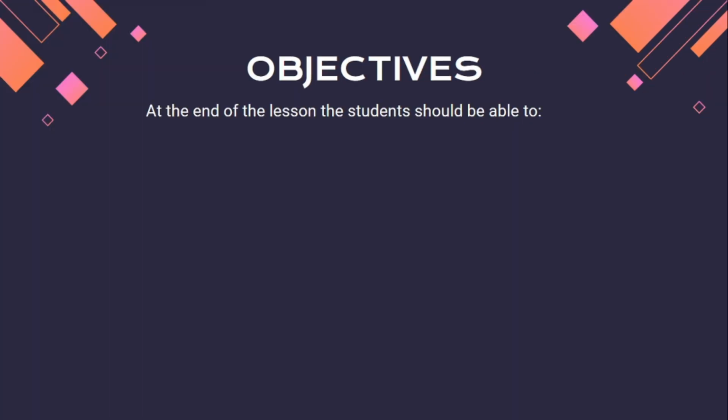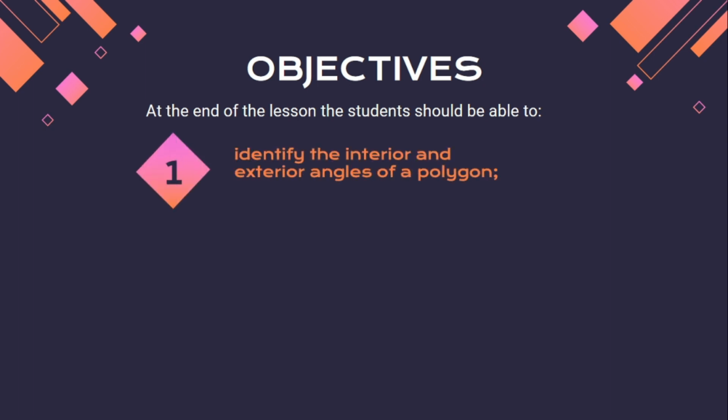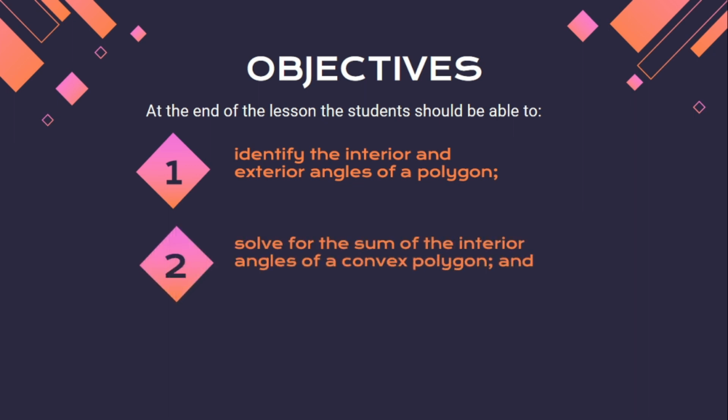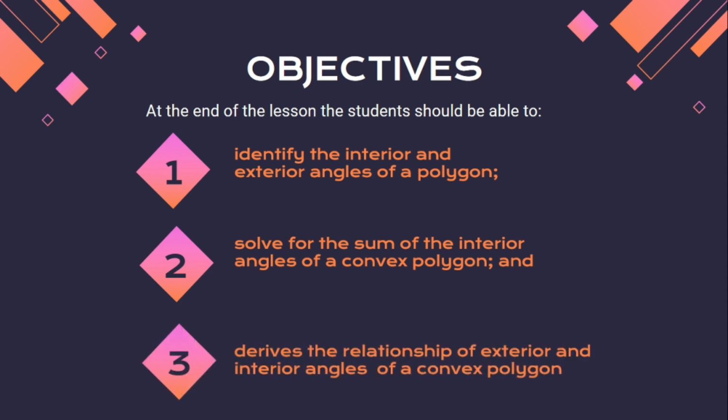Okay, so we have objectives. At the end of this lesson, the students should be able to, first, identify the interior and exterior angles of a polygon. Number 2 is to solve for the sum of the interior angles of a convex polygon. And number 3 is to derive the relationship of these exterior and interior angles of a convex polygon. So for this lesson, we will discuss the interior and exterior angles of a convex polygon.